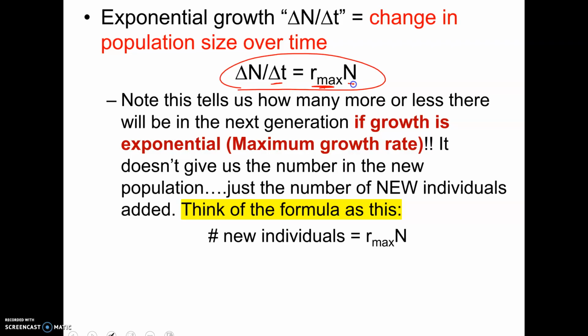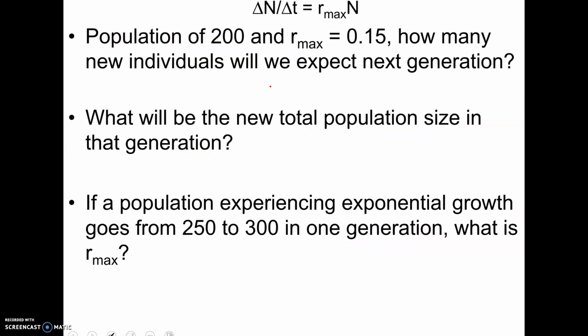Again, the way this is written, it tends to confuse people. People want to put in numbers for delta N over delta T. But really what they're trying to say on the formula sheet is this: the number of new individuals is going to be equal to R max times N. That's it. To figure out how many new individuals there'll be next generation, you just multiply the growth rate times the population size. You're not plugging in the change in size or the change in time. That's the triangle delta.